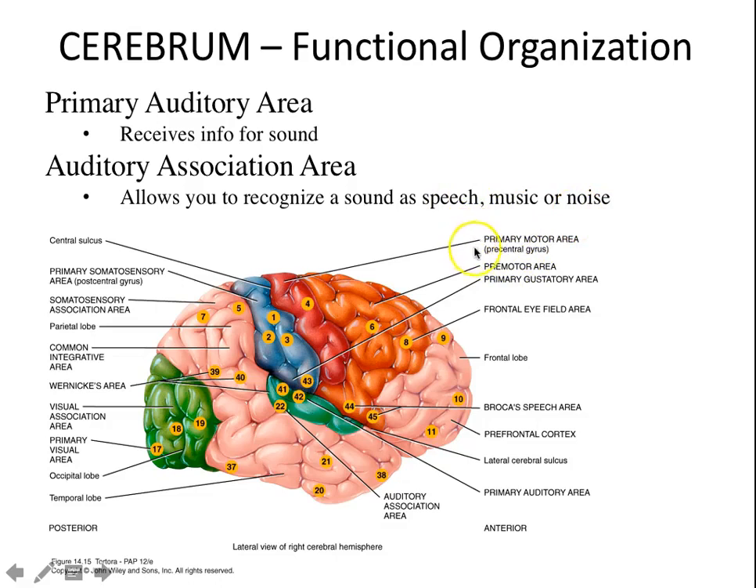But again, that association area is what's going to allow you to recognize whatever it is that you're hearing as whatever it is. Okay, which is again really important. You want to be able to distinguish between someone talking in the distance versus a car alarm. They're two very different things, right? Again, if you had damage to this association area, you wouldn't necessarily be able to recognize the difference between those two, which is wild to imagine. However, it's true.